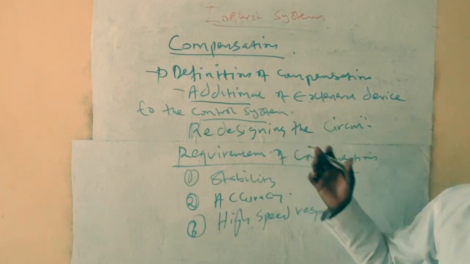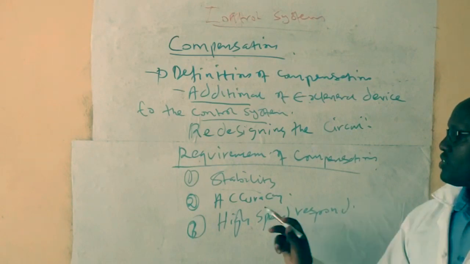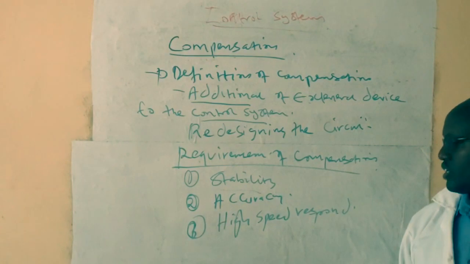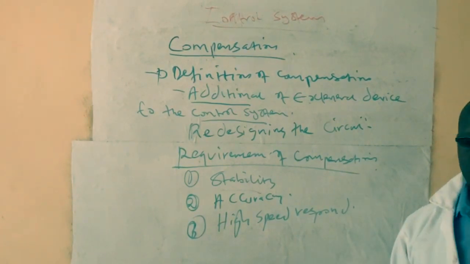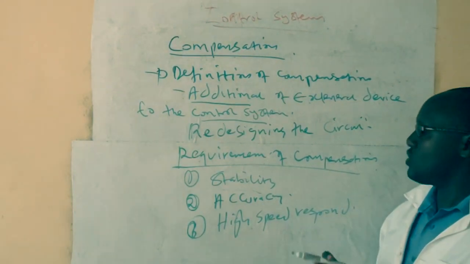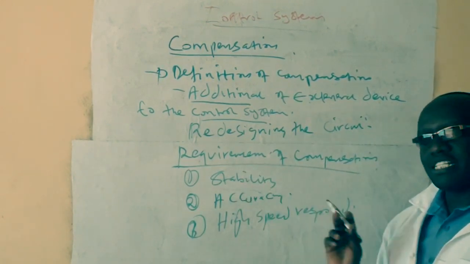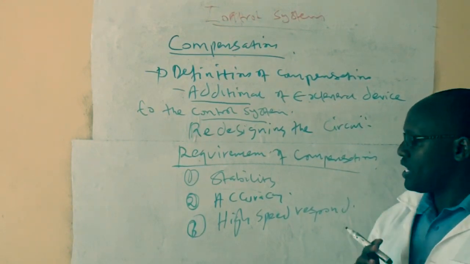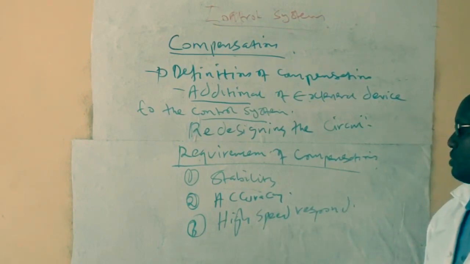So we introduce compensation, one, to improve the stability of the system. Another is to improve the accuracy of the system. And lastly, to improve the speed, or high speed response, of the system. So these are the requirements. As we have said, compensation is redesigning the circuit, or adding an external device to the control systems. We do that because we want to ensure that the system is operating under stable conditions, and its operation gives accuracy and high speed.